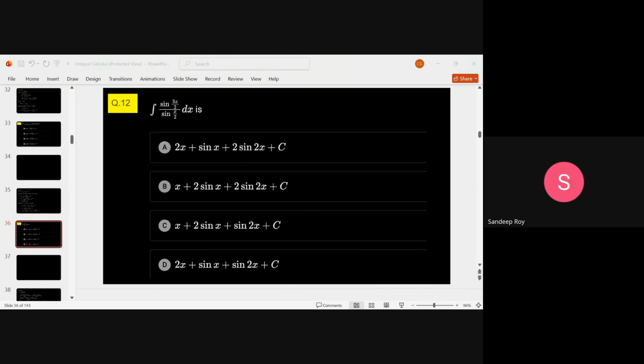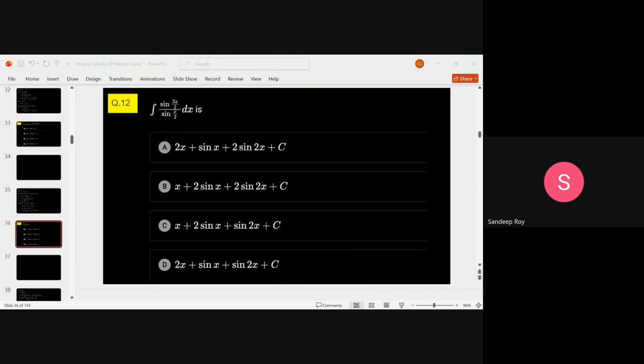So how to proceed here? The clue is you multiply the numerator and denominator of the integrand by cos x by 2, I mean not cos x by 2, 2 cos x by 2. Then you'll get the answer.